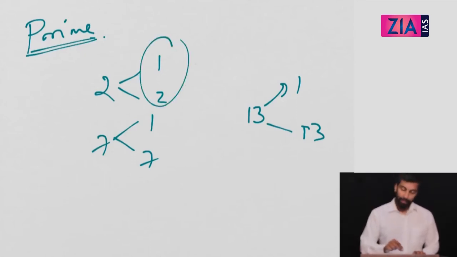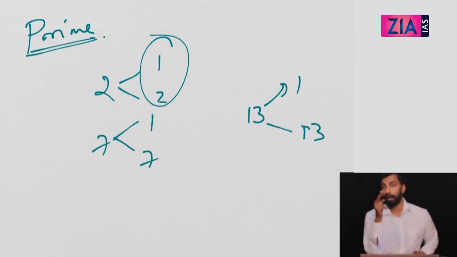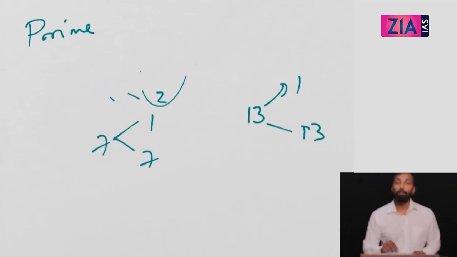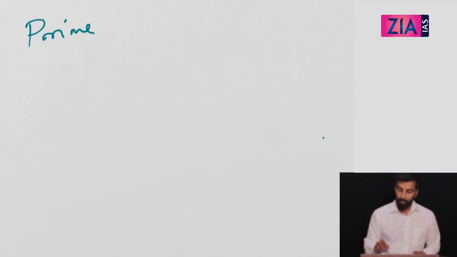So apart from this 2, there are no other factors. So we call these numbers prime numbers. So prime numbers have exactly two factors, and the factors are 1 and that number itself. Then what do you mean by composite numbers? Numbers other than prime numbers are composite numbers. Basically, numbers which have more than two factors are composite numbers.